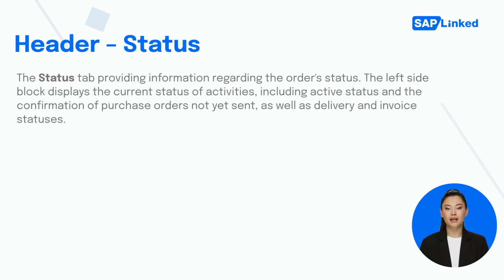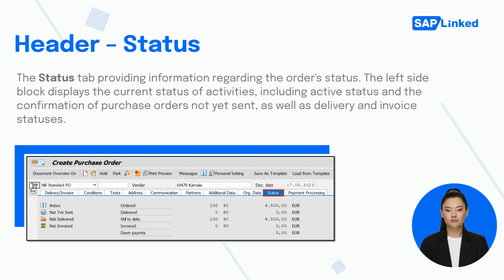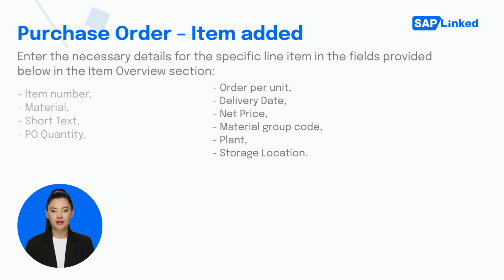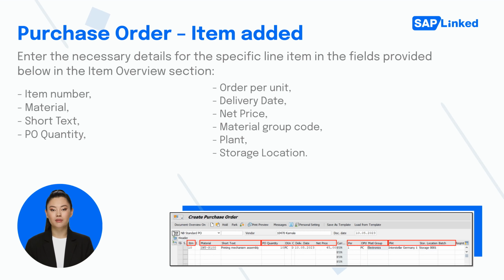The Status tab provides information regarding the order's status. The left side block displays the current status of activities, including active status and the confirmation of purchase orders not yet sent, as well as delivery and invoice statuses. On the right side is a report containing data on still to deliver quantities and values, invoiced quantities and values, and down payment information. There are also additional tabs available that contain information about communication and payment processing. Once you have checked the header data, you can proceed with the information on item level.